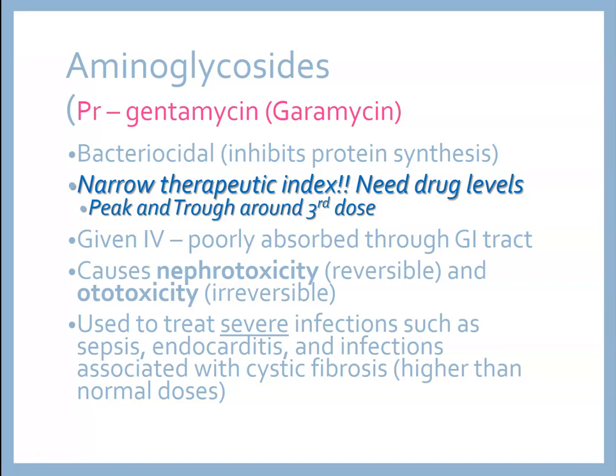This is used to treat really severe infections such as sepsis, endocarditis, and infections associated with cystic fibrosis. And in fact, you'll note in CF patients that they get higher than normal doses of gentamicin, mostly because their lung tissue is so scarred and so tough and so impermeable from all that scarring that it requires higher doses of gent in order to actually penetrate those tissues and deal with the infection. But we also have to watch their kidneys and their hearing.